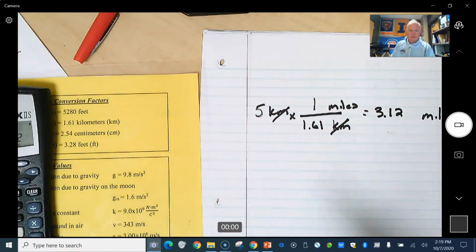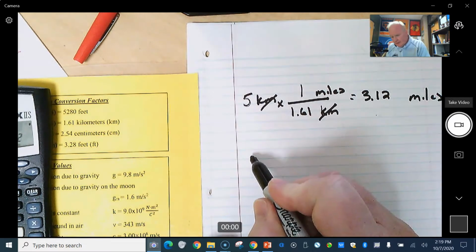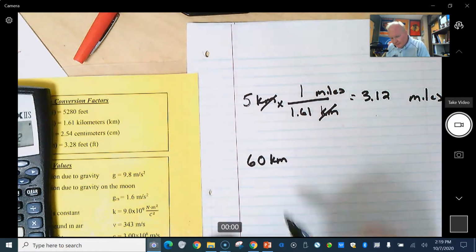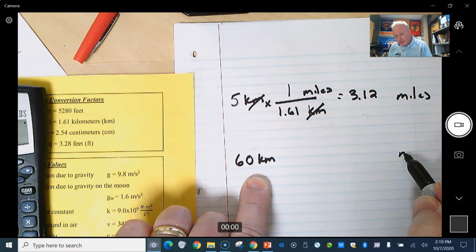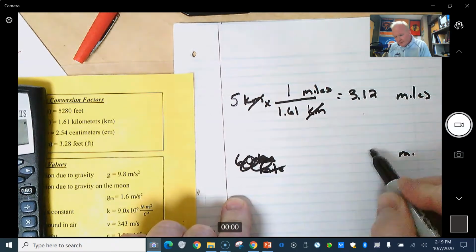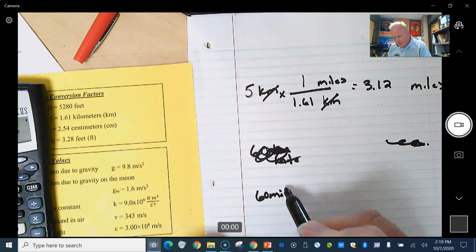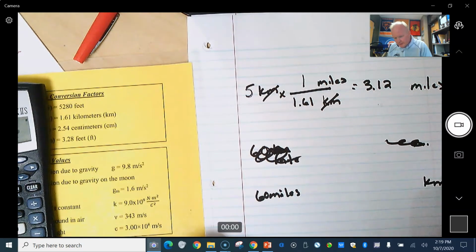Okay? So if we look back then at our slide, they wanted us to do 5 kilometers to miles, and then they wanted to do 60 miles to kilometers. So when you're going 60 miles an hour, how many kilometers per hour are you going? So let's take a look at that one. So let's say all we have to do is 60 kilometers. That's where we started. And they want it in, sorry, 60 miles. So let's start all over so we don't have any mistakes. 60 miles, and we're going to do that into kilometers.